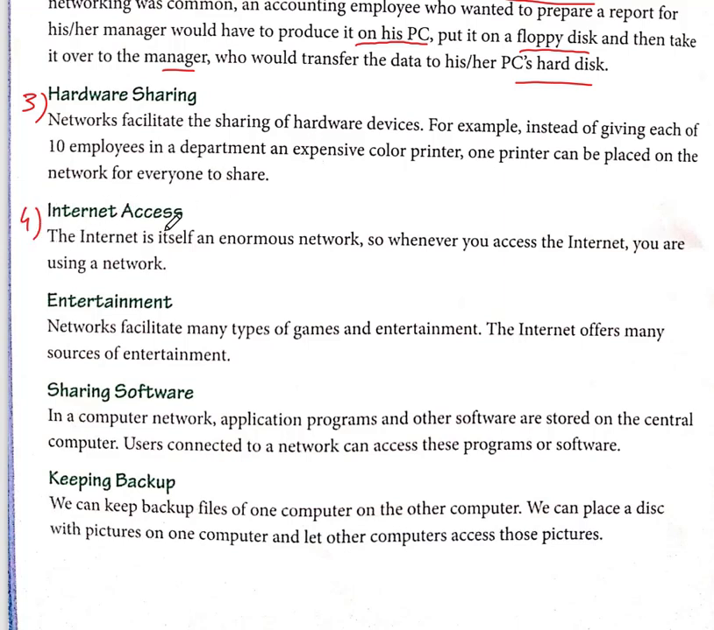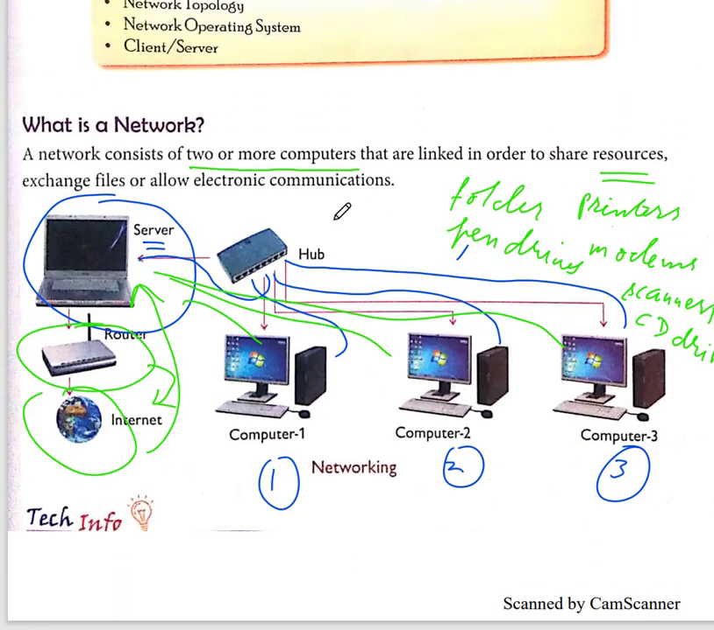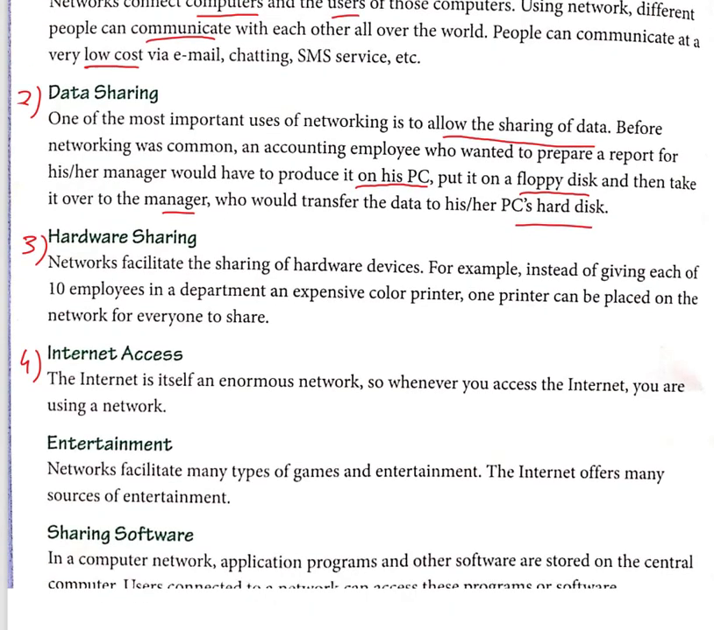Fourth one, internet access. As we discussed in this example, see here, we have the internet attached to this server PC. It is attached to the server PC, but through the hub or this router or whatever we call it, we have shared it on these 3 PCs. So if you have an internet connection over here, it can be shared to computer 1, computer 2, or computer 3, even to all. That way we can share the internet.